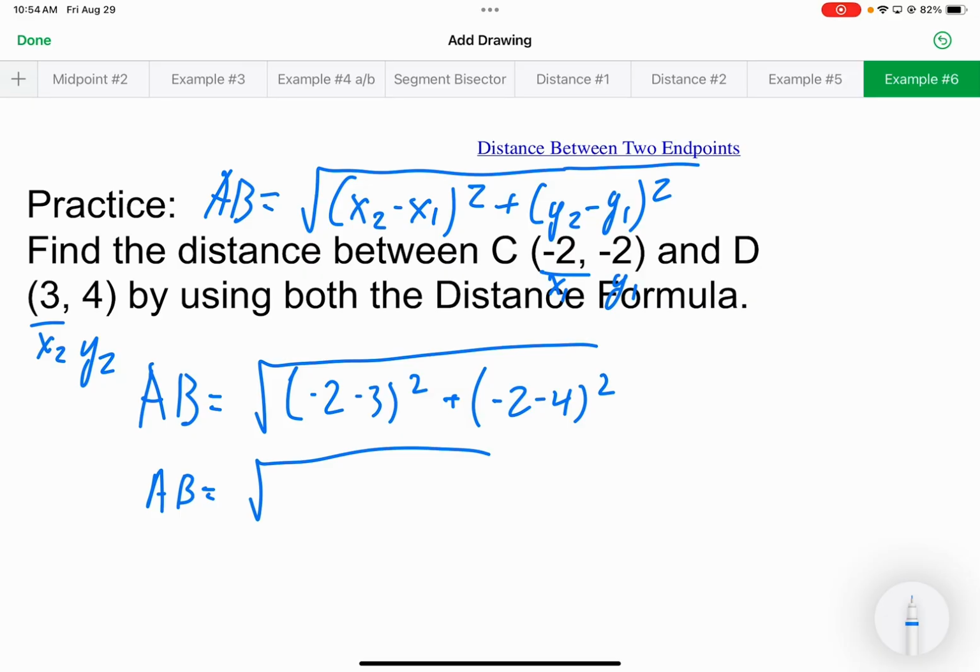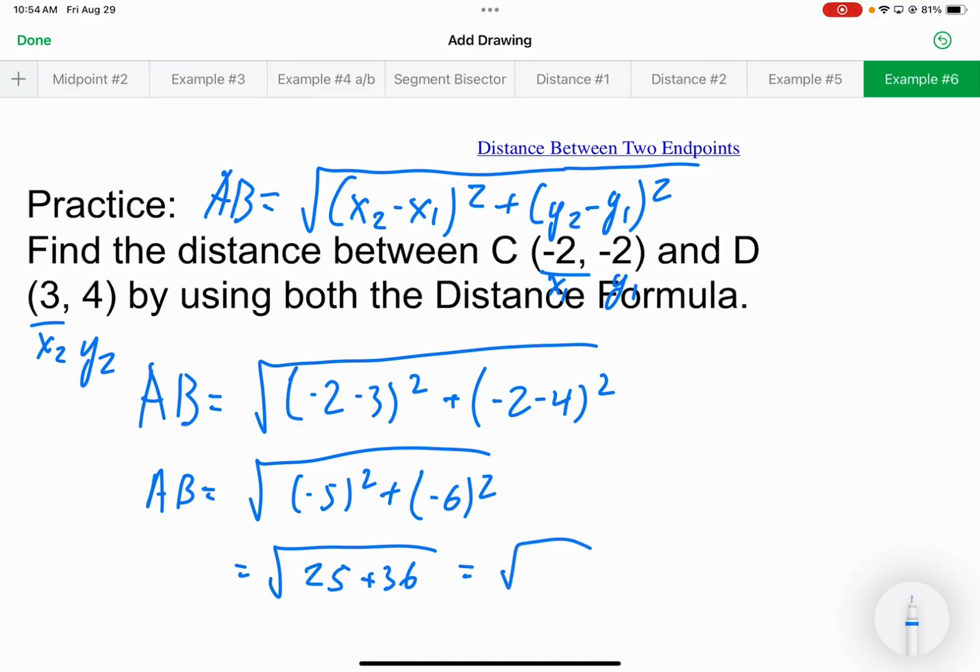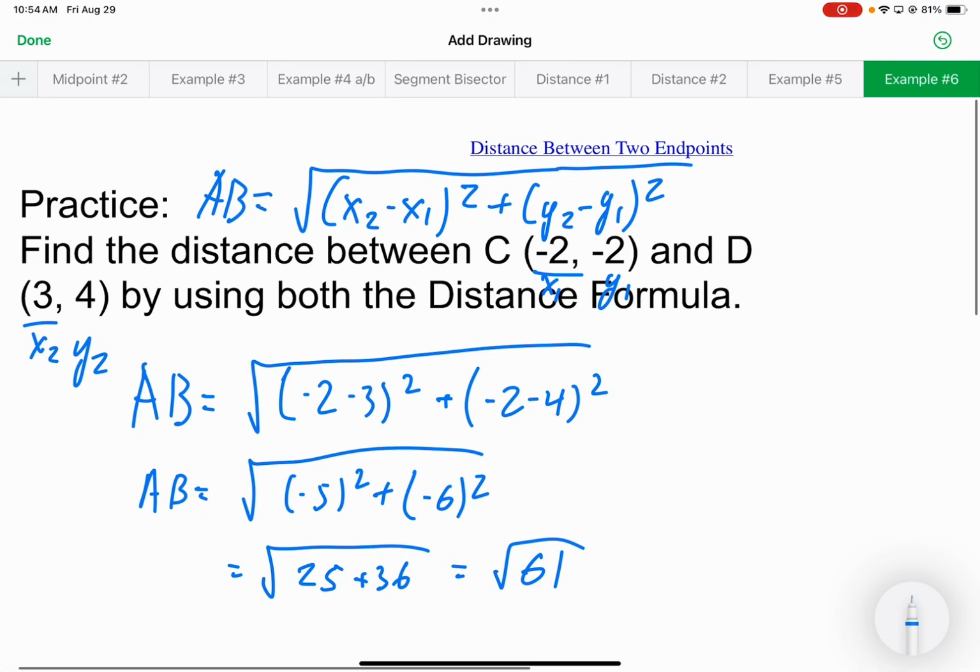All right, -2 minus 3, what's that going to give you? -5. Plus -2 minus 4 is... Okay, you square -5, what do you get? 25. You square -6, what do you get? What is the sum of 25 and 36? You said 65? It should be 61. I think a negative might have got you somewhere, Dom. Go try to find that mistake.